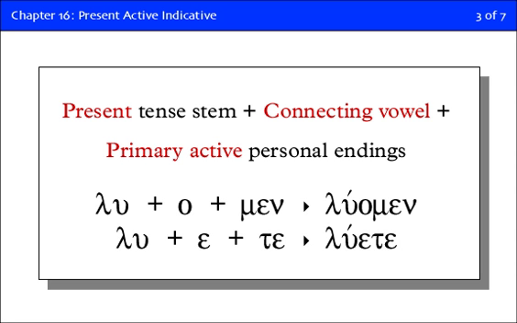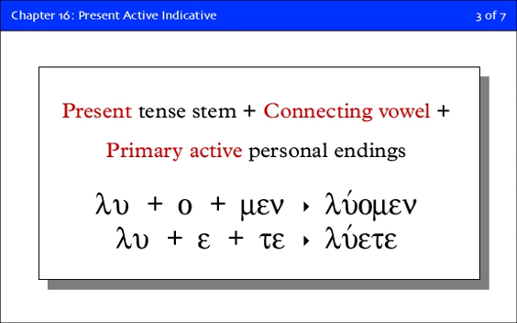What's the connecting vowel? Well, the connecting vowel is a vowel that's added to help in pronunciation, and the rule is this. If the personal ending begins with a mu or nu, the connecting vowel is an omicron. If the personal ending begins with anything else, the connecting vowel is an epsilon. Now that's the basic rule. The one kind of extra part to it is if no personal ending is used, then the connecting vowel can be either omicron or epsilon. In this chart, luo men, the personal ending begins with a mu, and so the connecting vowel is an omicron.